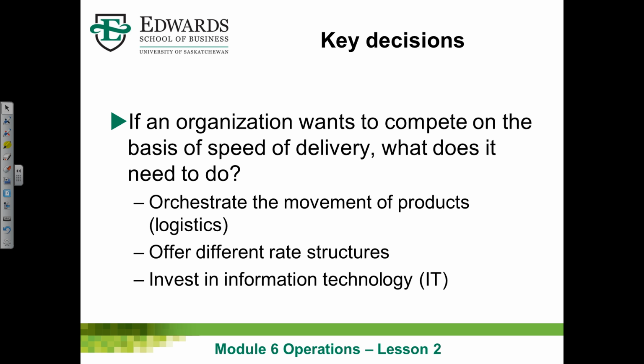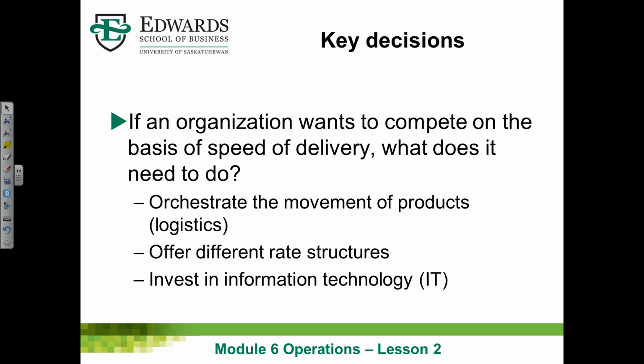The key term here is logistics. You need to be able to orchestrate the movement of products to ensure that product A is getting from place A to place B as quickly as possible. Maybe you want to offer different rate structures. By that I mean, if you want to provide overnight delivery, then you've got to have different prices set up. So if there are customers who are willing to pay for that, here's the rate you would offer them if they're willing to pay for overnight service versus 2 or 3 day service.